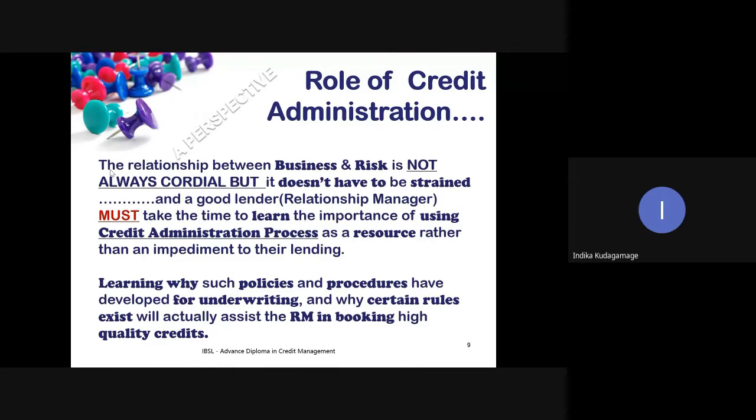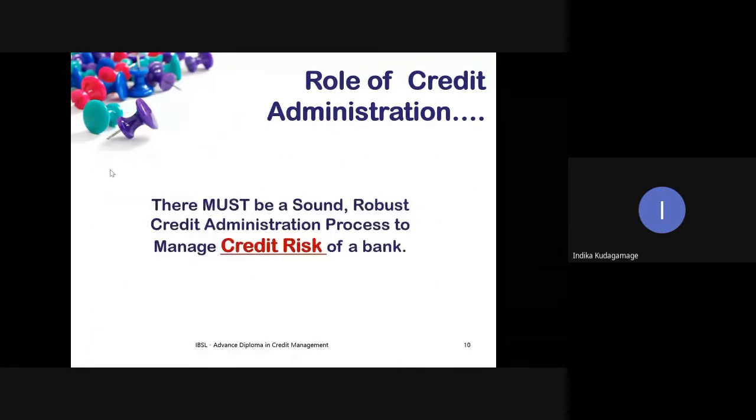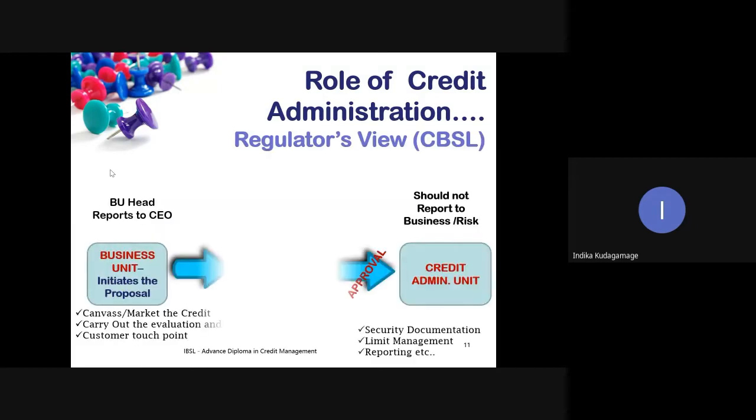So once you lend, if you do a wrong lending, recovery would be a problem. When recovery is a problem, we can't pay the deposit holders. Then credit risk arises on the depositor side as well as the bank side. In order to avoid that, all these functions have come in. That's why we need to have a proper credit administration process to manage the credit risk. This is the regulator's view.